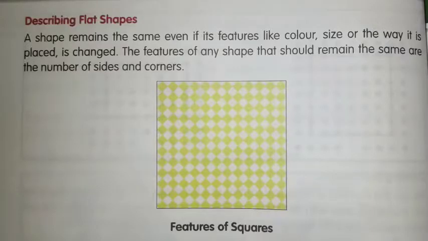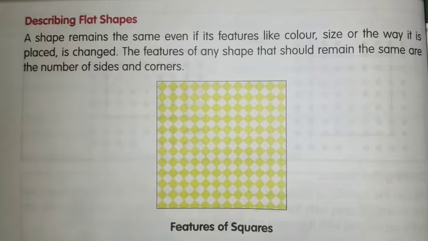Now today we will discuss that. Once you observe that picture, children, what is that picture? That is the square picture. In this square, four sides are there and four corners are there. All sides are equal and all are straight. Only the size and the color change.